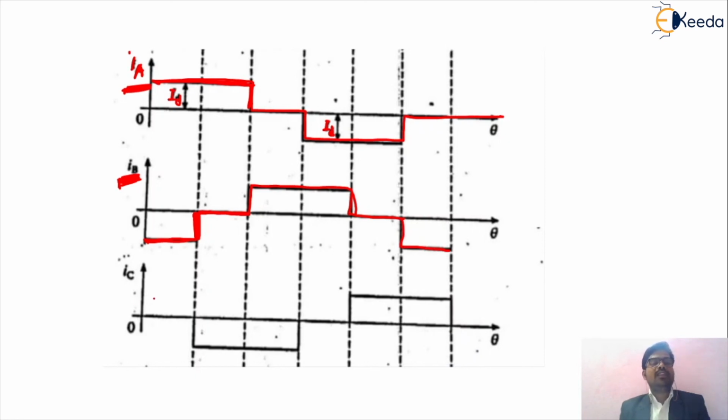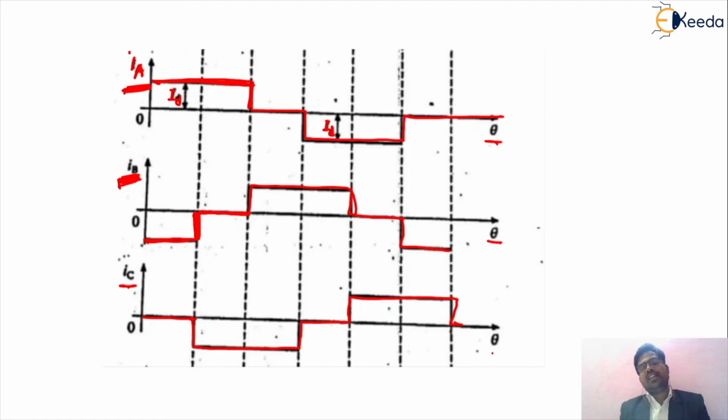So while we are giving the supply to the C winding, as we know, first of all the current value is zero. Now the current will go to the negative state, then zero, then again it will give you the direction of current into the positive. So this is the direction of current with respect to theta.